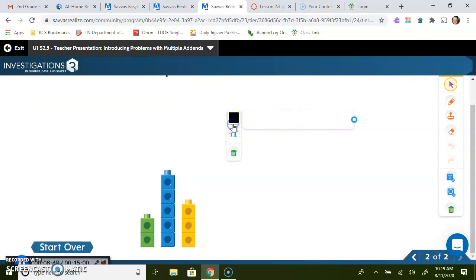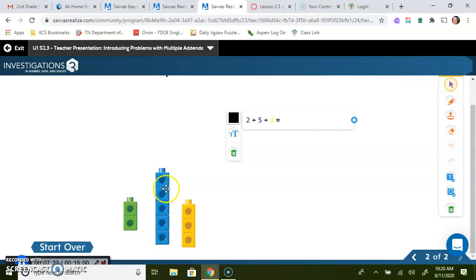Absolutely. We could add our 2 green plus, how many blue do you see in the middle? 1, 2, 3, 4, yep, 5 blue. And I'm kind of color coding this because I want you to see where these numbers came from. Plus 3 yellow. Ooh, that yellow is bright, isn't it? And that equals how much? We could practice counting on 2, 3, 4, 5, 6, 7, 8, 9, 10.